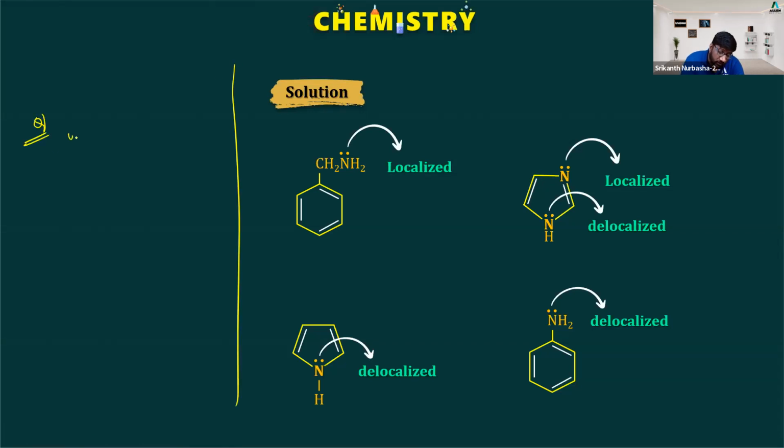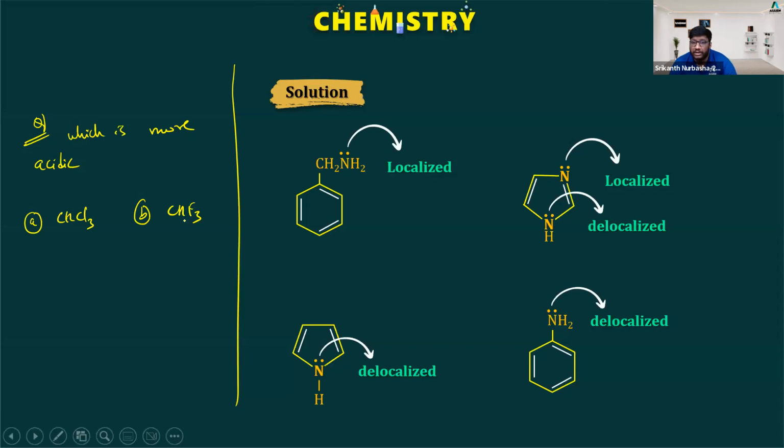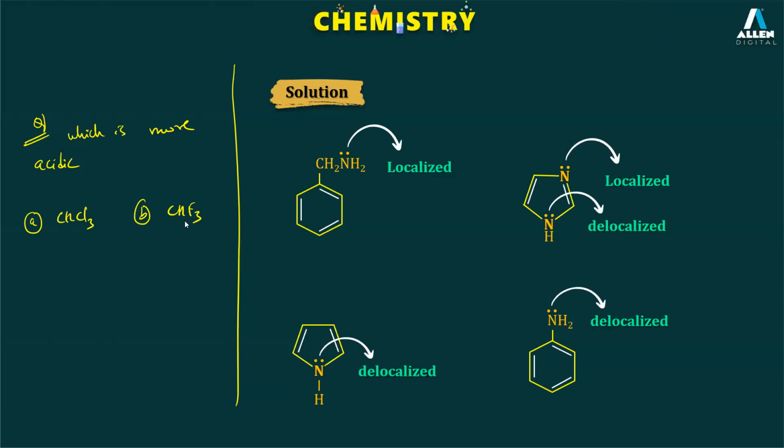Try to answer a simple question. Which is more acidic? CHCl3 or CHF3? Which is more acidic? CHCl3, CHF3. So CHCl3. Why, Suman? Because of d orbital resonance in CCl3.